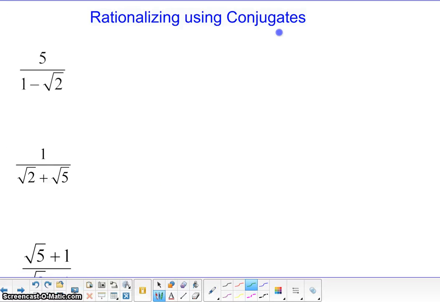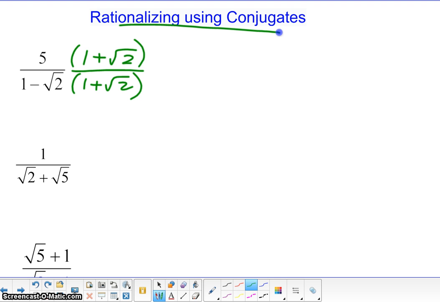If I want to rationalize the denominator using conjugates, I'm going to multiply the top by 1 plus square root of 2 and 1 plus square root of 2. Again, this equals that value. What I just put in green equals 1, so I'm not changing the value of the problem. So we have 5 and then 1 plus radical 2.